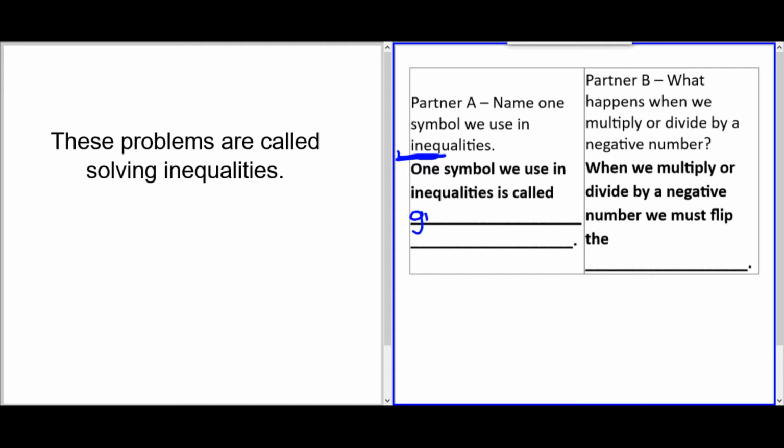So greater than, and it looks like this. Oops. So the greater than symbol looks like this. Another symbol is the less than symbol. And the less than symbol looks like this.